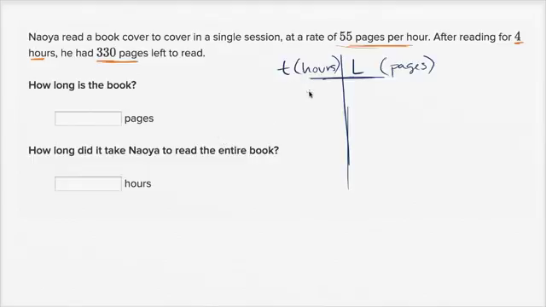So let's see, at 0 hours, we don't know how many pages he has left to read. If we knew that, at 0 hours, before he's read, the pages left to read is going to be the entire book. So that would answer this question, how long is the book? So this is going to be interesting.